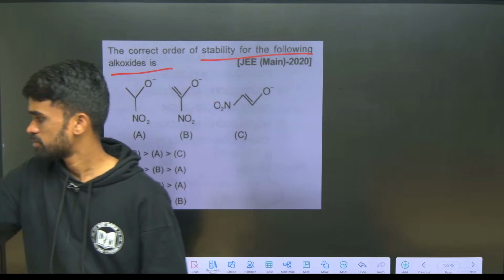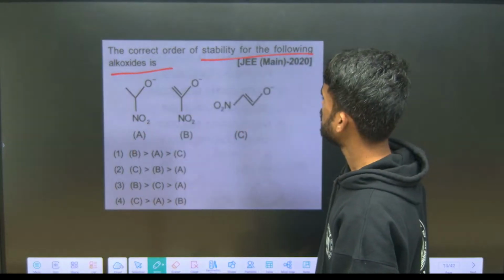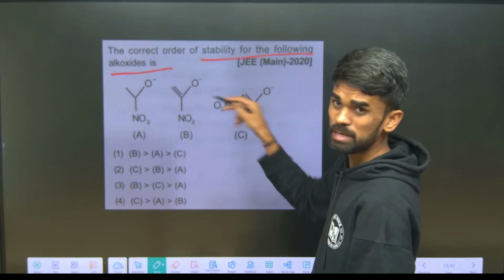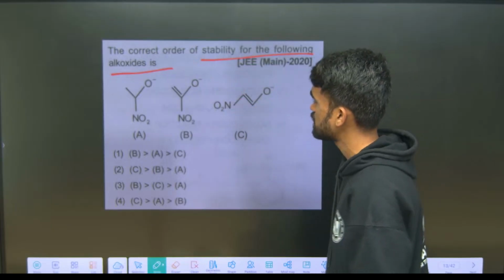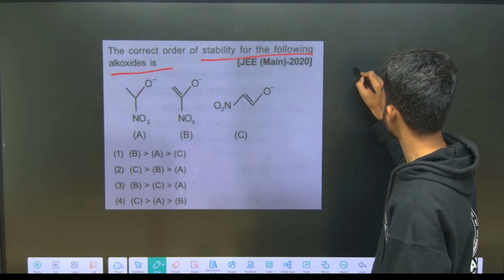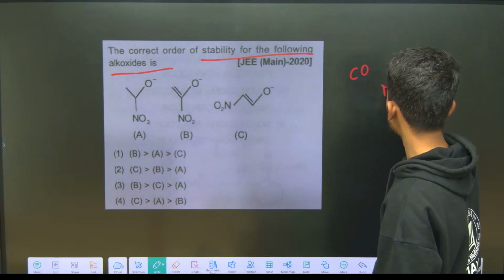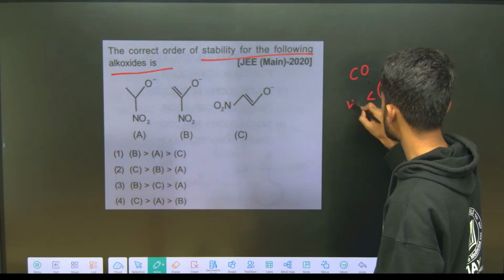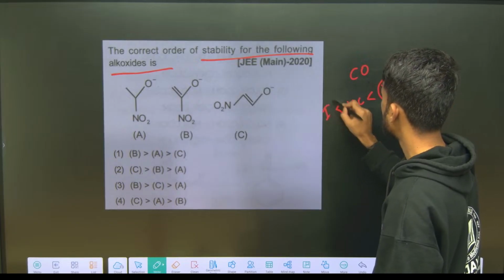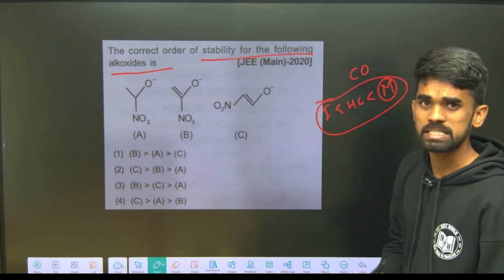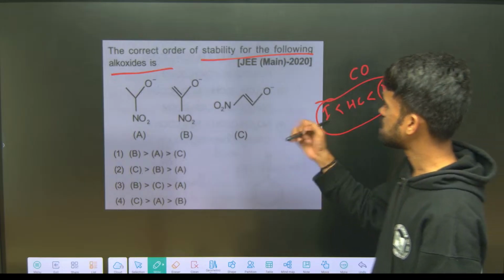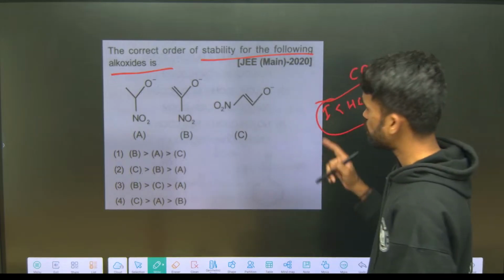Okay, next question: give the stability order of these three things. See, I told you, always remember, check for mesomeric effect first, next hyperconjugation, next inductive effect in case of stability of carbocations, like we discussed. Again, in case of anions, check for mesomeric effect.